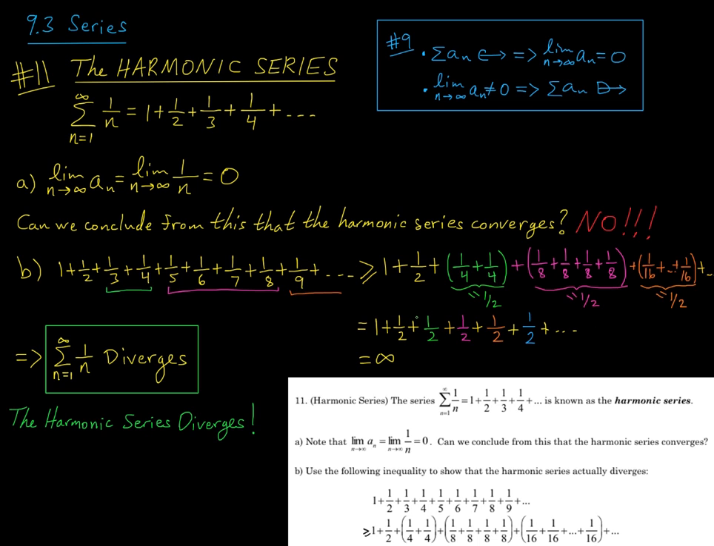Okay, and so the partial sums of the series you see on the right hand side will diverge. They're going to blow up to infinity. And since the harmonic series is bounded below by this thing that's blowing up, it itself must diverge. Okay, so our conclusion here is that the harmonic series diverges.